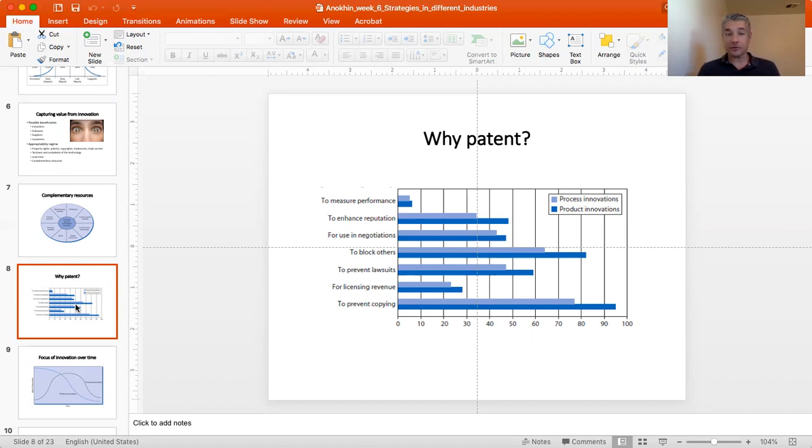Sometimes you do it to prevent lawsuits. So with a patent, you can claim that this is actually yours, so you're protected if anyone ever challenges you. You may do that for licensing revenues, right? There are many companies that generate substantial amounts from licensing their patents out. IBM, again, I believe, was generating close to $1 billion a year from just licensing out its patents that previously have just been collecting dust on the shelves. And obviously, to prevent copying, this is probably the main reason why companies do that, but definitely not the only one.